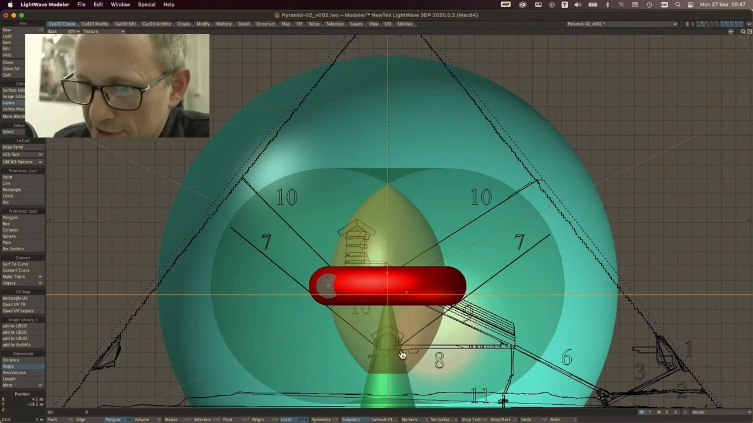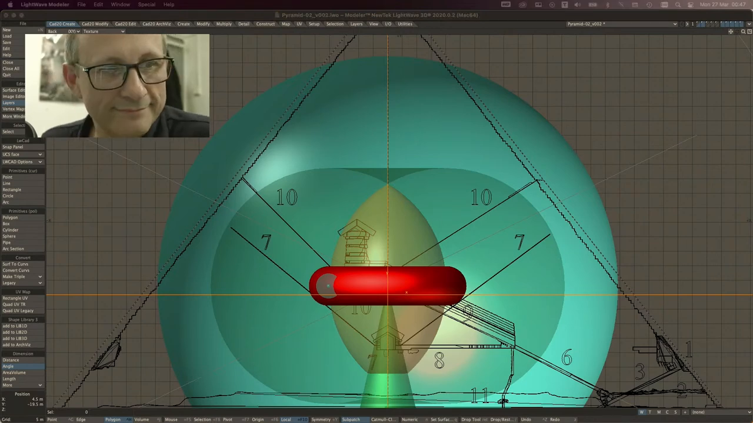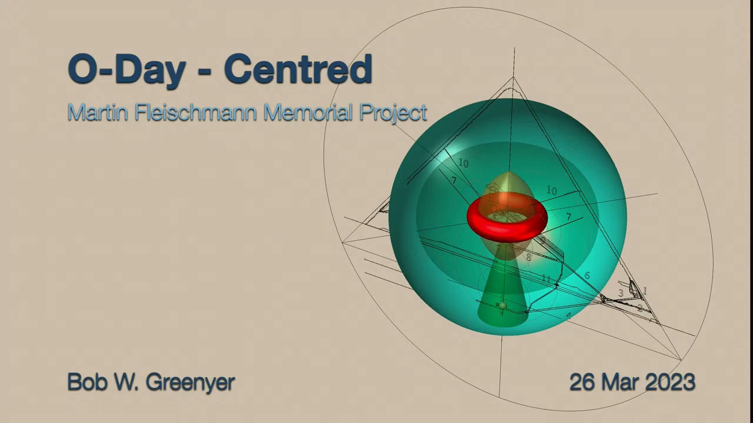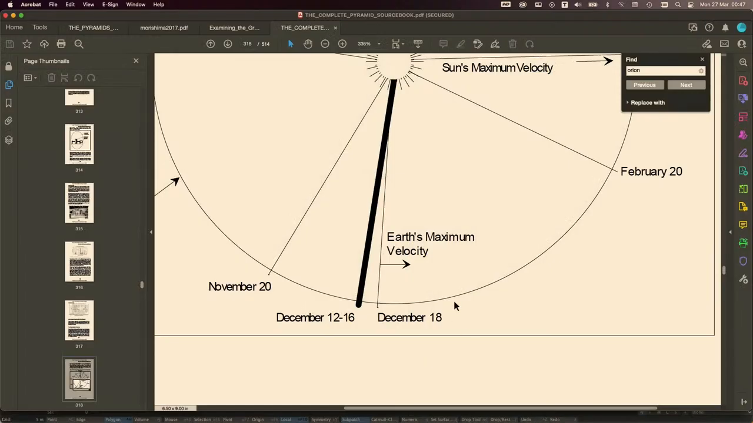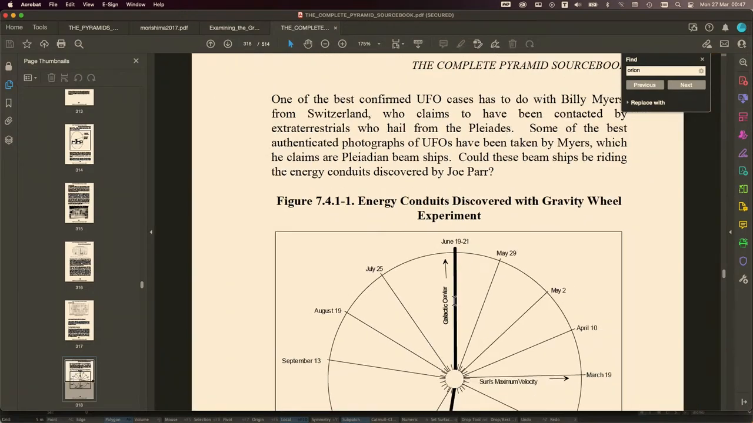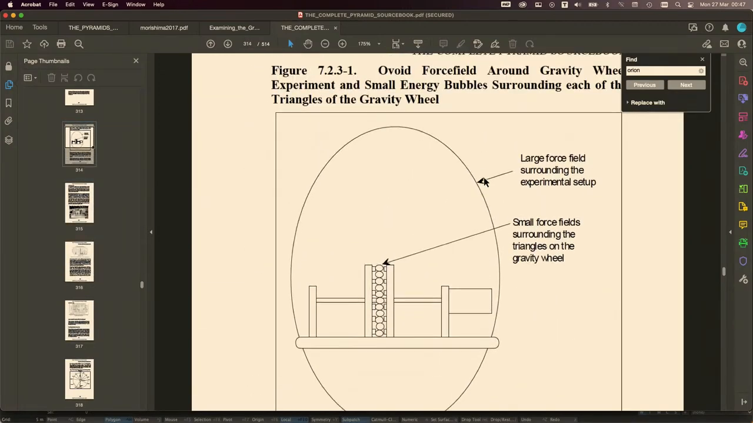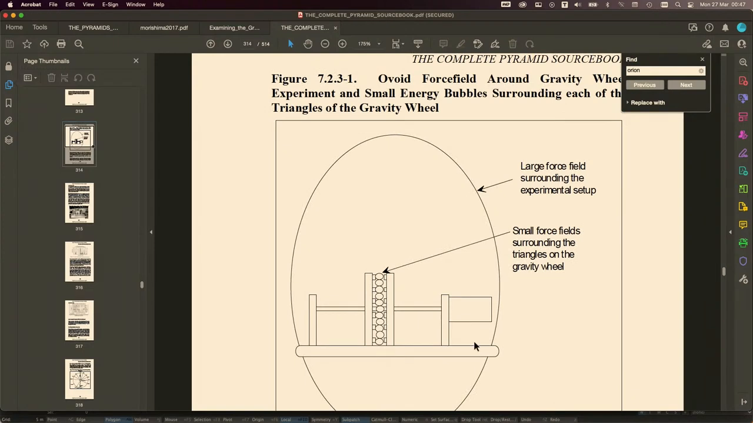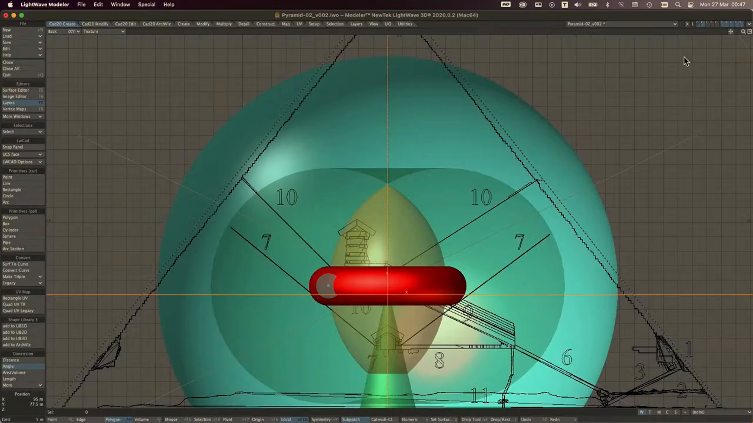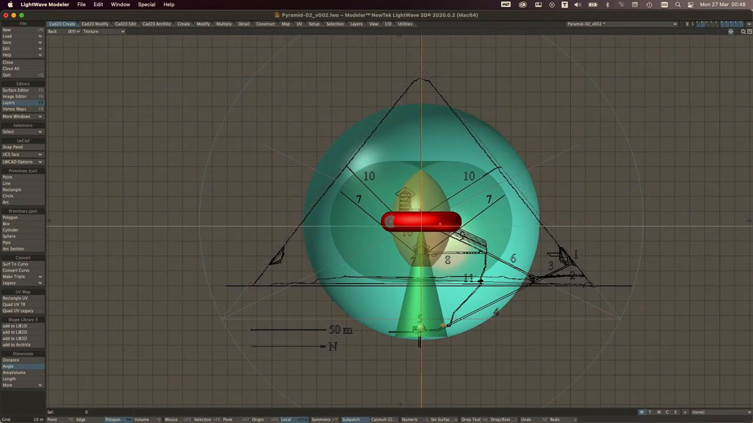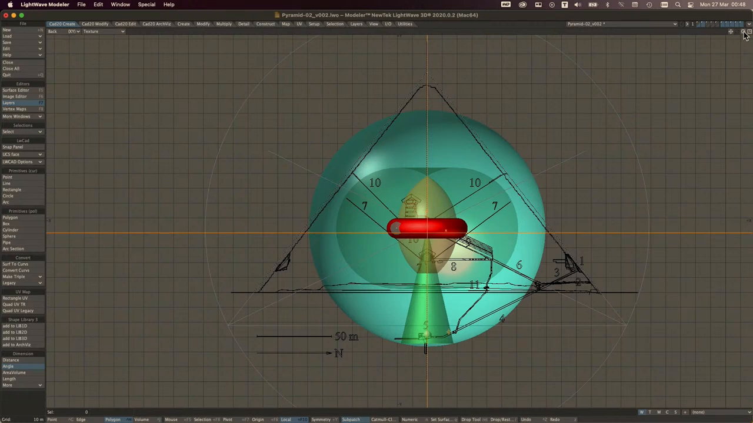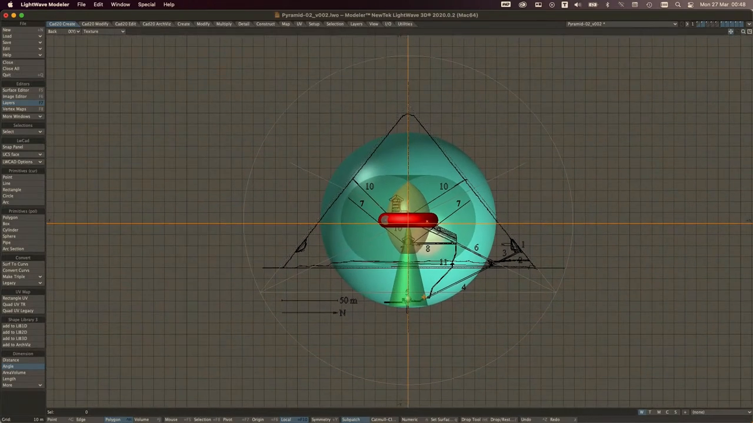Okay, so this was O'Day centered, and we discussed the work of one Joe Parr and the bubble that can surround spinning material, particularly pyramids and triangles. And this led me down a weird path of realizing that someone, inspired by what sounds like a fractal toroidal communication system, was inspired by that and how it worked with the cosmos to investigate the pyramid.